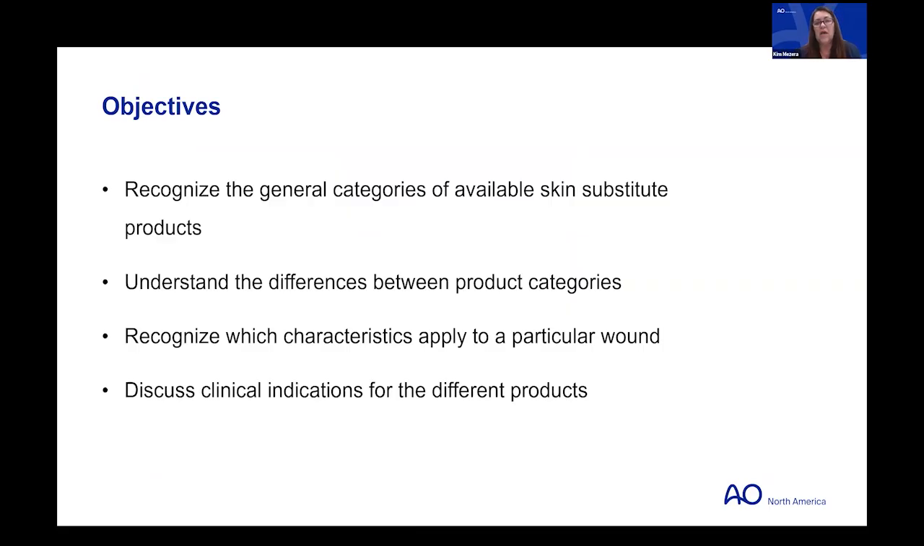Our objectives tonight are to recognize the general categories of what is available. Instead of focusing on the names, because names come and go, I chose to focus more on categories. One category may have 20 or 30 products in that particular descriptive category, but it's better to know the category than to worry about the individual names. Also, understand the difference between those categories, why you would choose one versus another, what characteristics apply to a particular wound, and what the indications are for these products.